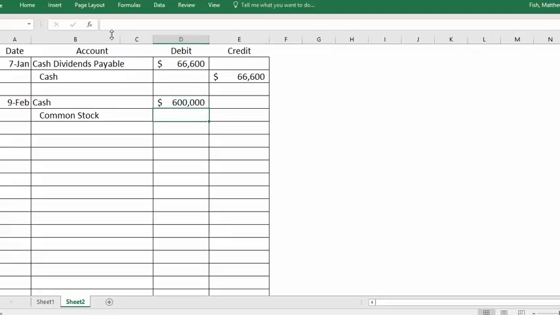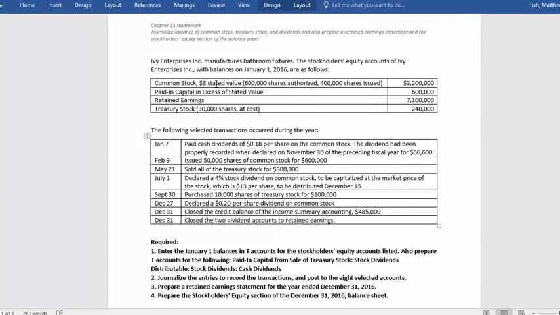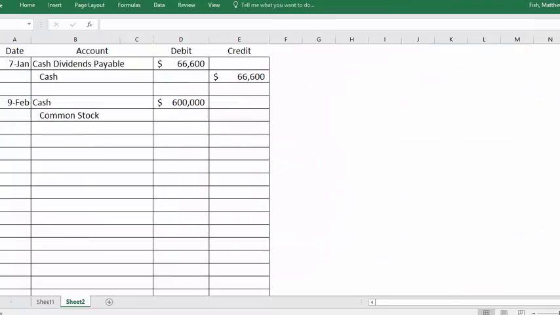So I would debit cash for $600,000, but I don't credit common stock for that entire amount. The reason for that, again, is because I have a common stock that has a par value, or a stated value in this case, of $8 a share. So I'm going to take that 50,000 shares times the $8, and that tells me how much money goes into the common stock account. So 50,000 shares times $8, 400 grand. The remaining 200 goes to paid in capital in excess of the stated value for the common stock.